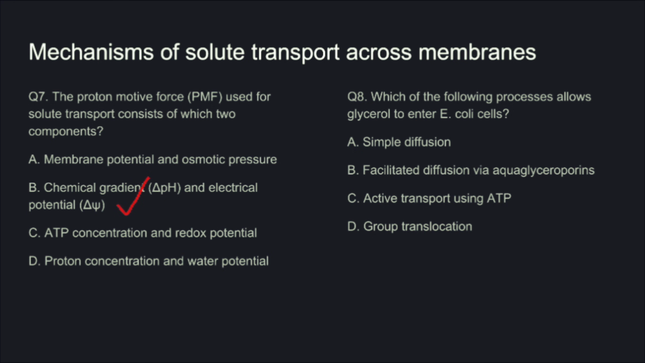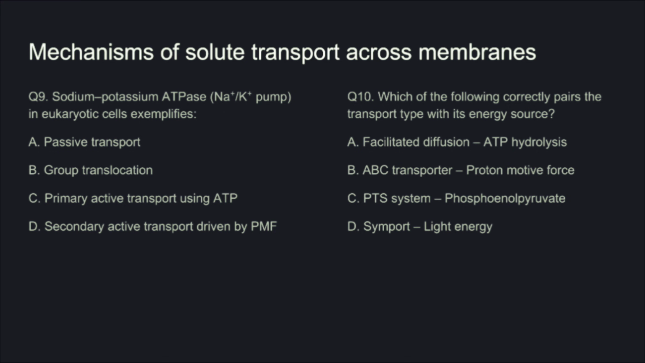Now we have question 8. Which of the following processes allows glycerol to enter E. coli cells? Options are A, simple diffusion, B, facilitated diffusion via glyceroporins, C, active transport using ATP, D, group translocation. Correct answer for this question is option B, facilitated diffusion via aquaglyceroporins.